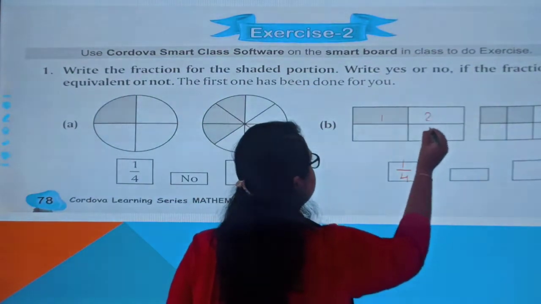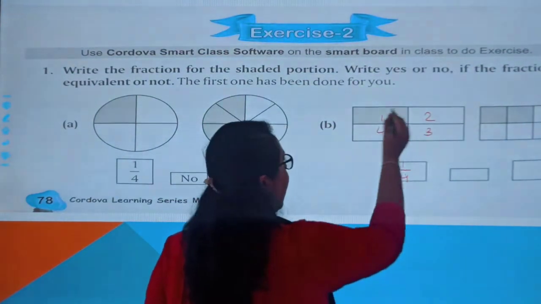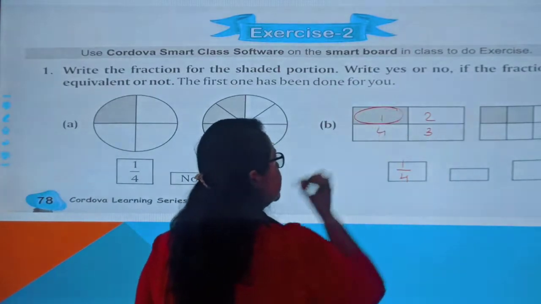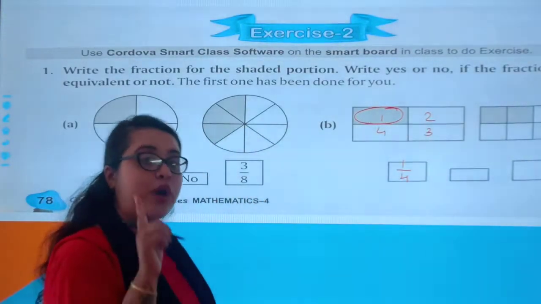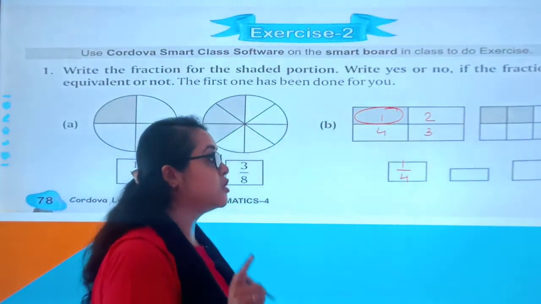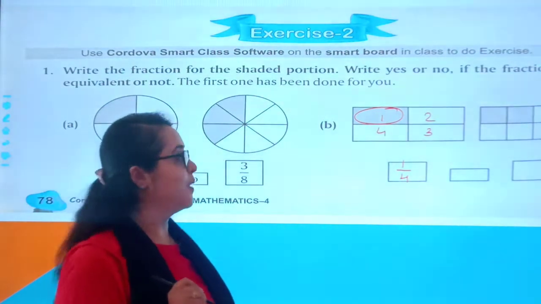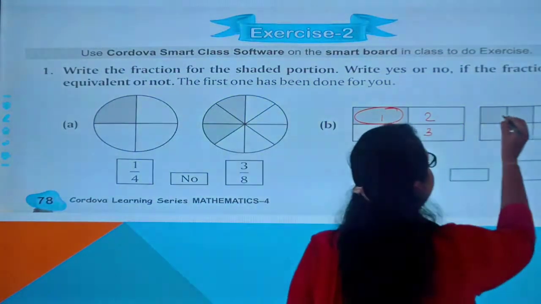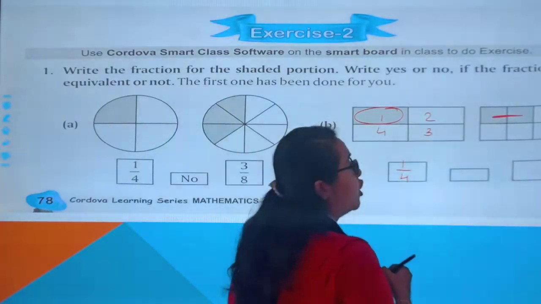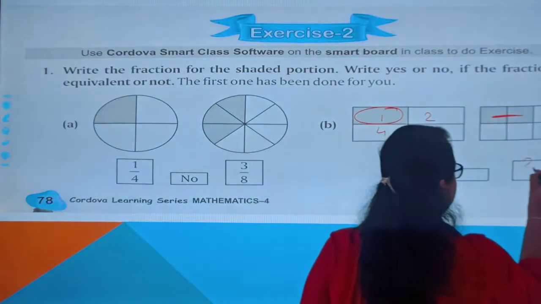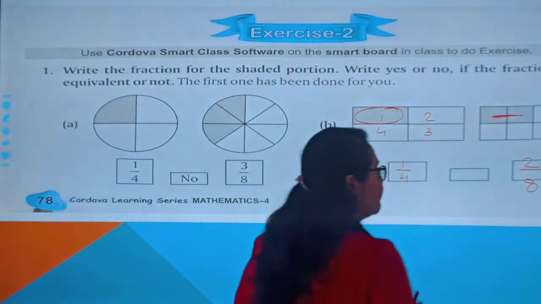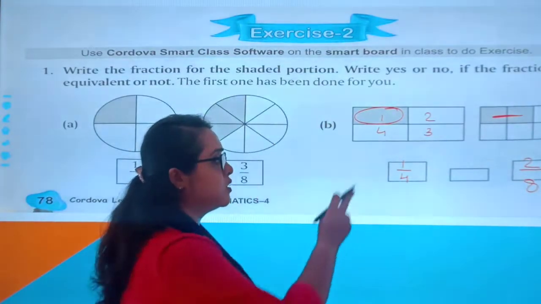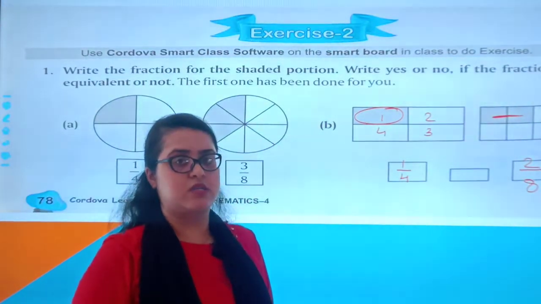1, 2, 3, 4. Out of this 4, only one is shaded. So 1 will be my numerator and the total will be my denominator. In this, only 2 are shaded out of 8. 2/8. So this is equivalent or not?